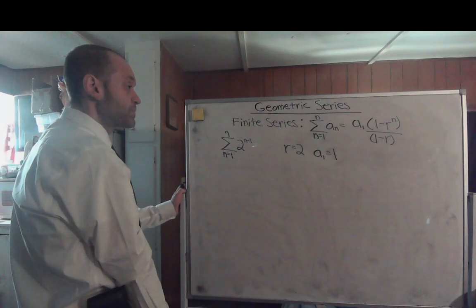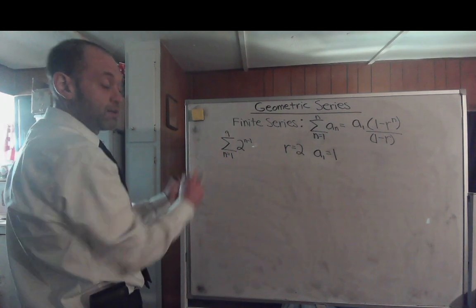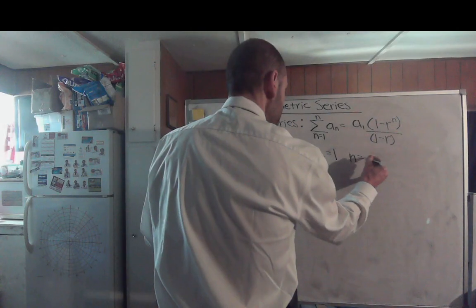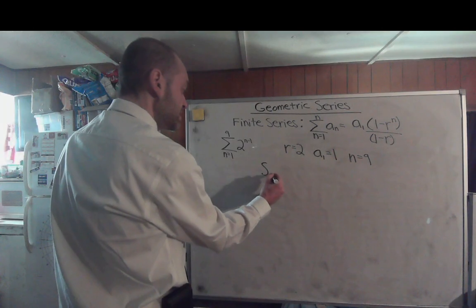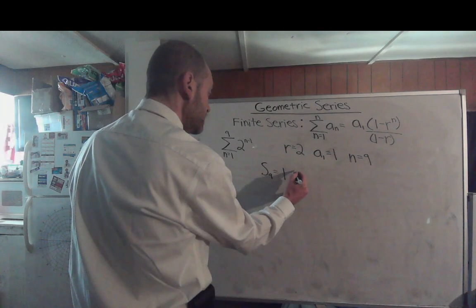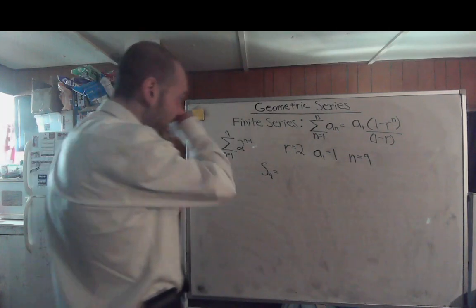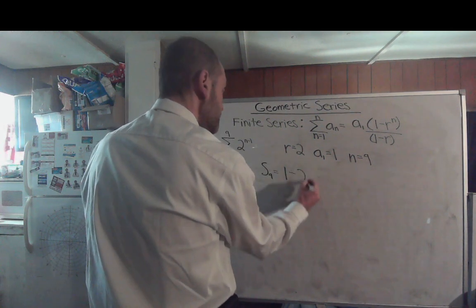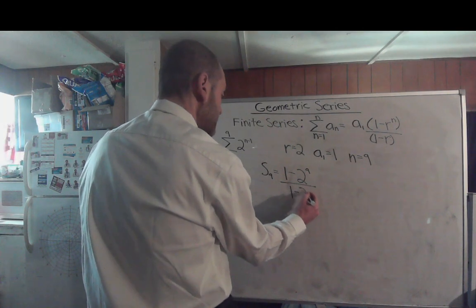Now, the number of terms, it's already worked out for us. Above the sigma sign, you have a 9, so we have the sum of 9 terms. So to find the sum of these 9 terms, s sub 9, you'll take your a sub 1, which is 1, which we don't even need to write because 1 times anything is that anything. And so this would just be 1 minus my common ratio of 2 to the 9th power, all over 1 minus my common ratio of 2.